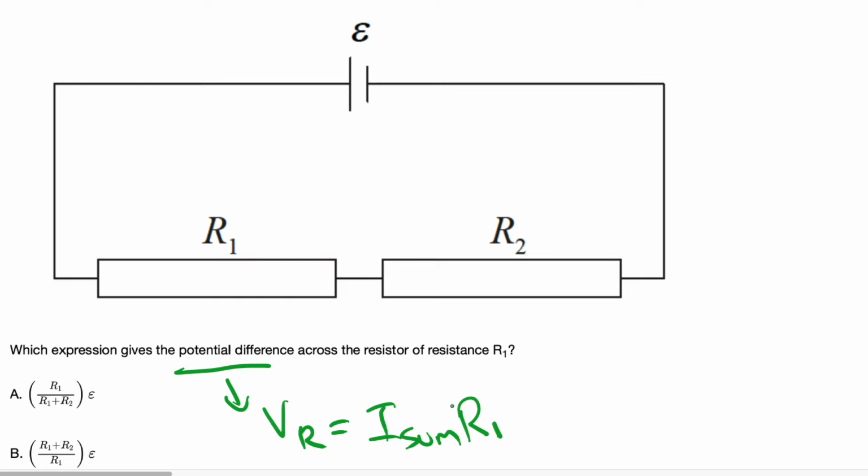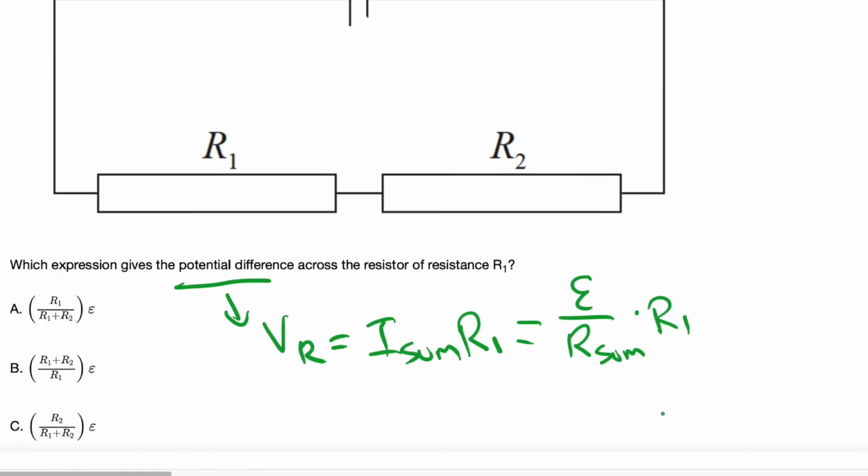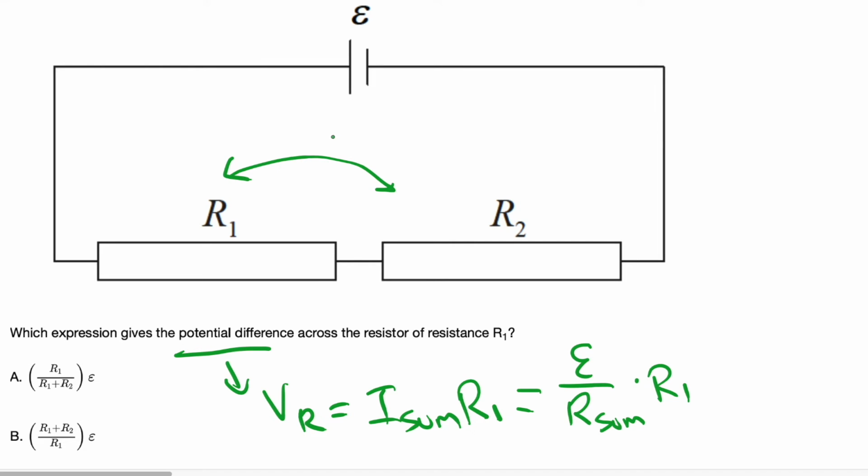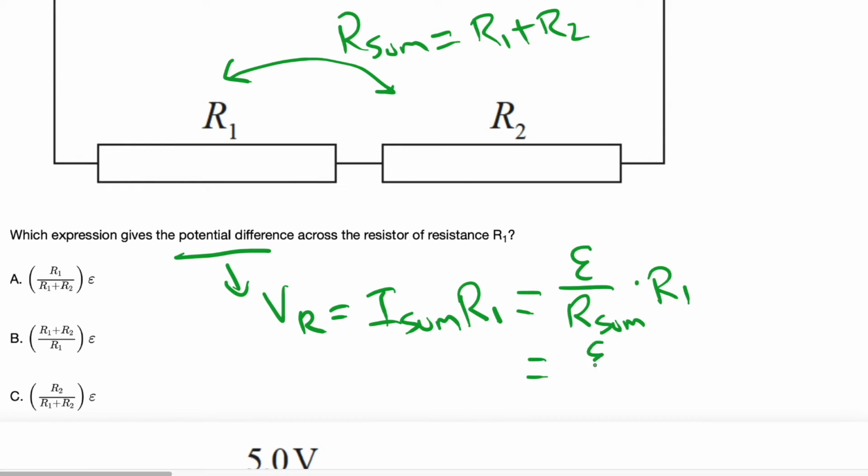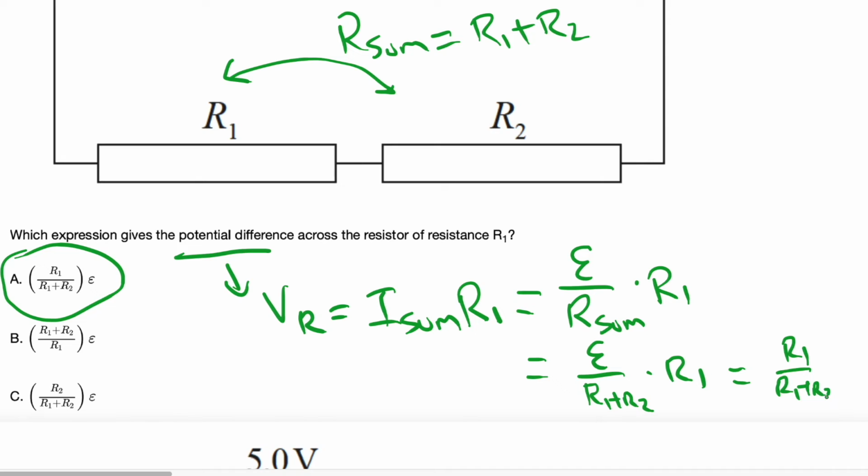And we just need to solve for the total current here. We know that total current is equal to electromotive force divided by the sum of resistance. Then you multiply by R1 to get the potential difference across resistor R1. Because both resistors are connected in series, our sum is equal to R1 plus R2. So this will be equal to electromotive force divided by R1 plus R2 multiplied by R1. And this is equal to which answer here? A, I think. Yeah, this is equal to A, right? So the answer is A.